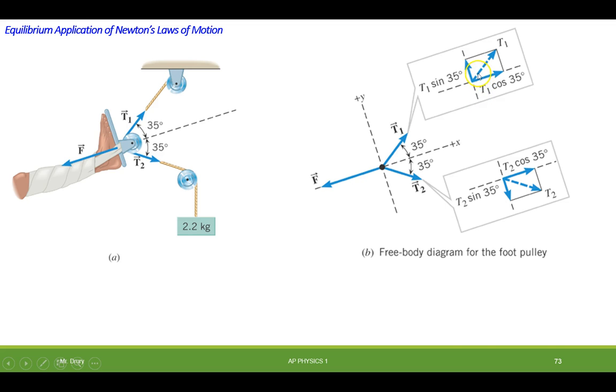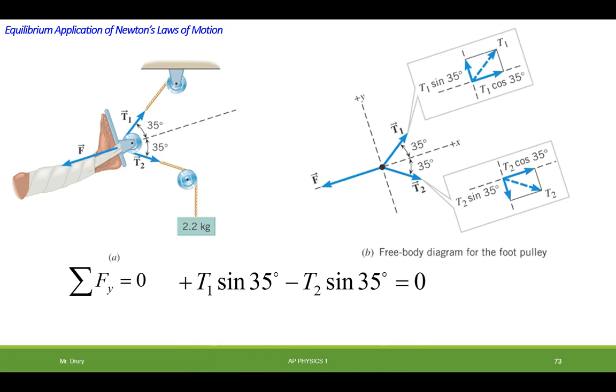Okay, so if you're looking at this angle right here, this would be T1 cosine of the angle, and this would be T1 sine of the angle. Normally I like to draw it over here, but they drew it here for this demonstration. And we did the same thing down here. Alright, so now we have a free body diagram, and we've resolved it into components. Now we need to determine what all the forces in the y equal. Well, it's an equilibrium, so it has to equal 0. So we have T1 sine of 35 minus T2 sine of 35 equals 0.